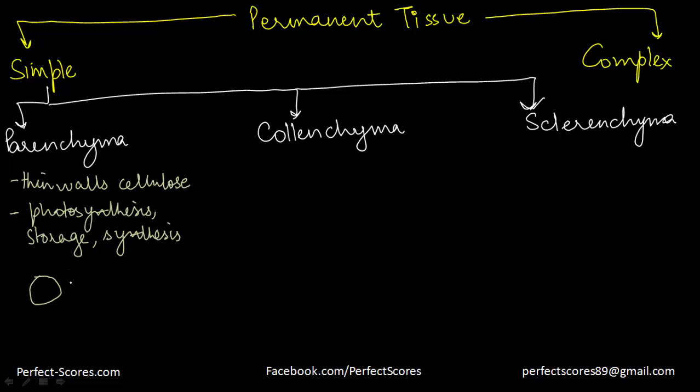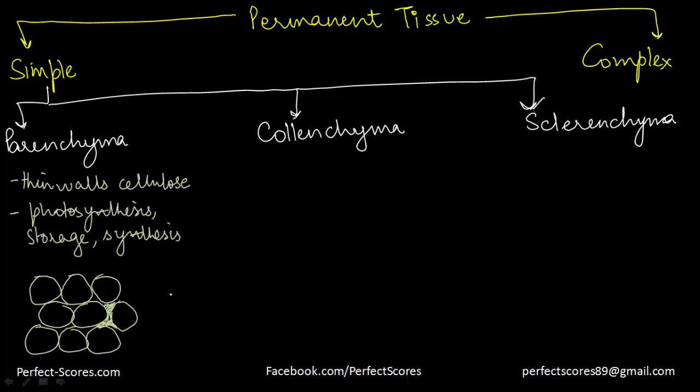So if you want to draw a diagram, this would be a very simple diagram of a parenchyma. And this is a diagram where you can see the intercellular spaces are there between the cells. So these are the intercellular spaces, and in some cases these spaces may not be present at all.